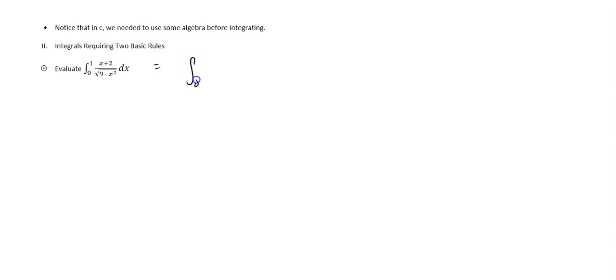I'll have the integral from 0 to 1 of x over the square root of 9 minus x squared dx. And I'll have the integral from 0 to 1 of 2 over the square root of 9 minus x squared dx. So this is like two separate problems side by side.